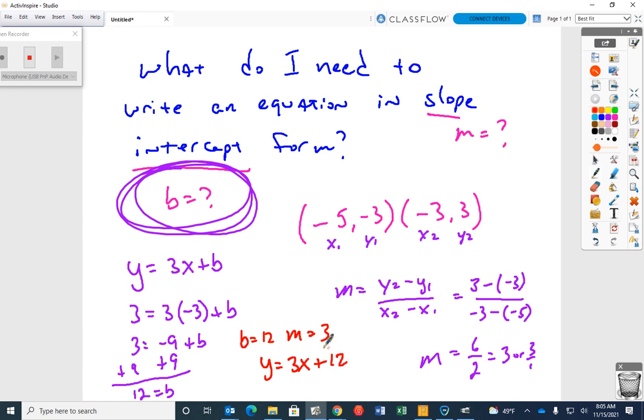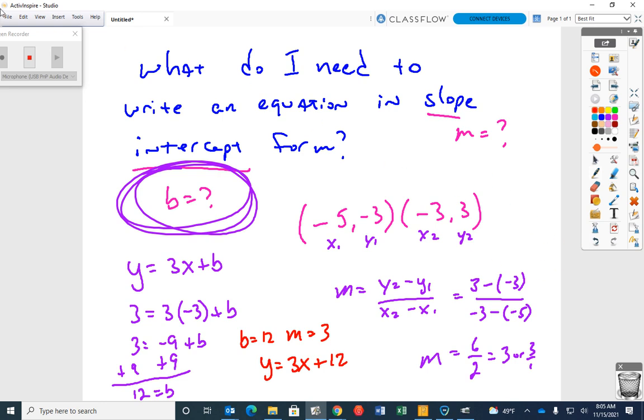Is this equation in slope-intercept form? Yeah. And did I do that from 2 points? Yes, I did. Okay, do you kind of understand what we did? We had to find our slope, which we did. Then we had to find our y-intercept, in which we used one of the points. Okay? Make sense? Let's try another one.